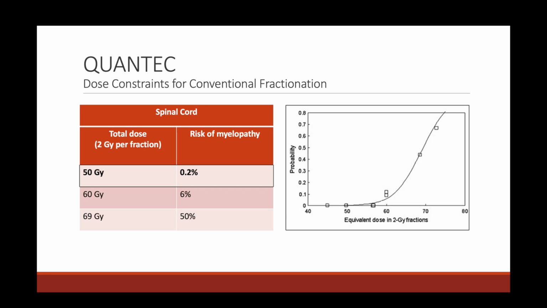Sometimes we'll be even more conservative and we'll go down to 45 gray, and we'll try to limit the cord to no more than 45 gray at 2 gray per fraction just to decrease that risk even more.